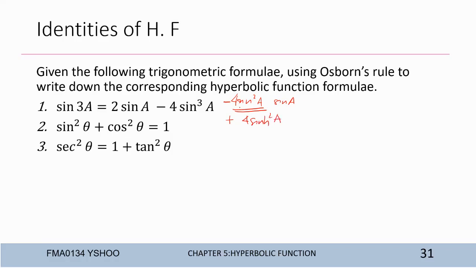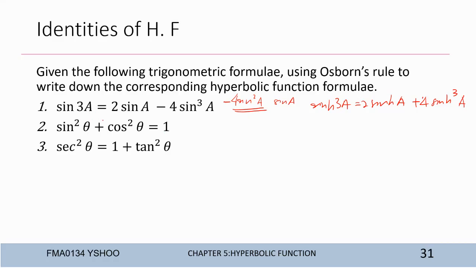Although it is a power of 3, it is formed by a power of 2 and a power of 1, so because of the power of 2, you need to change the sign of this one from a minus to a plus. So we are going to have sinh 3a equals 2 sinh a plus 4 sinh cubed a. This is how it works when you have a power of 3.